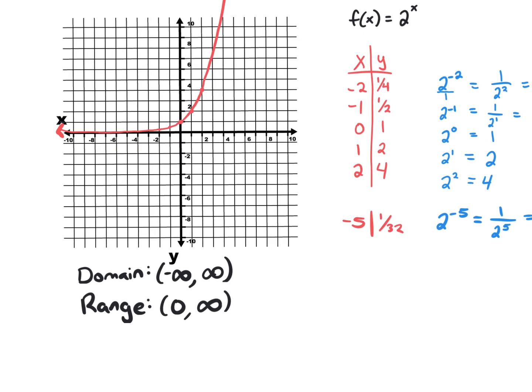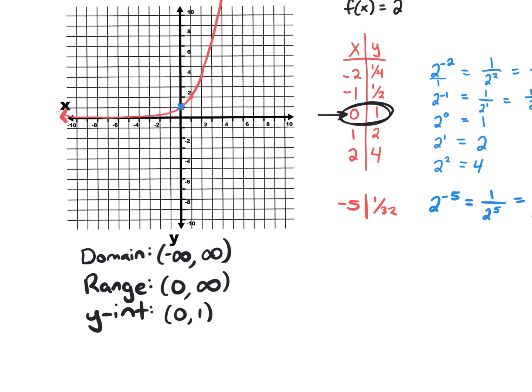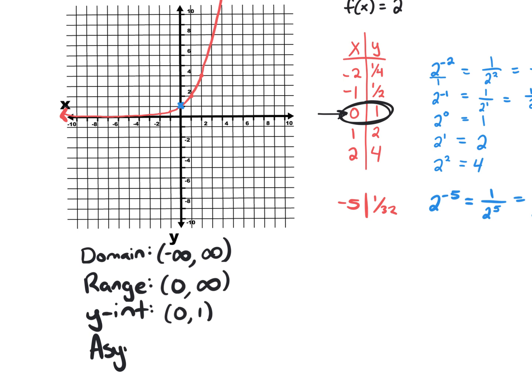Okay. Two more things I want to talk about. Y-intercept. What is my y-intercept? Where it intersects the y. Where does that happen? Right here. How do I write that as a y-intercept? 0, 1. And again, you can get that y-intercept from your table. Whatever the y value is for x equals 0, this is going to be your y-intercept.